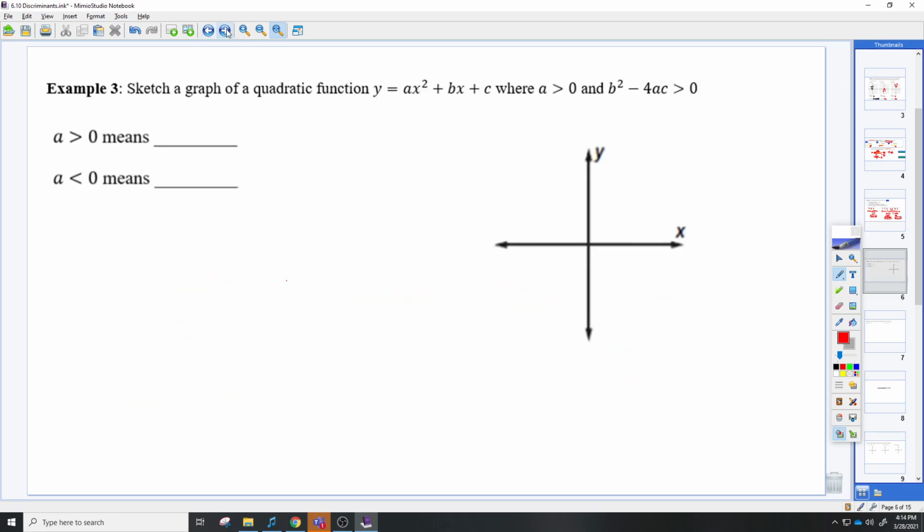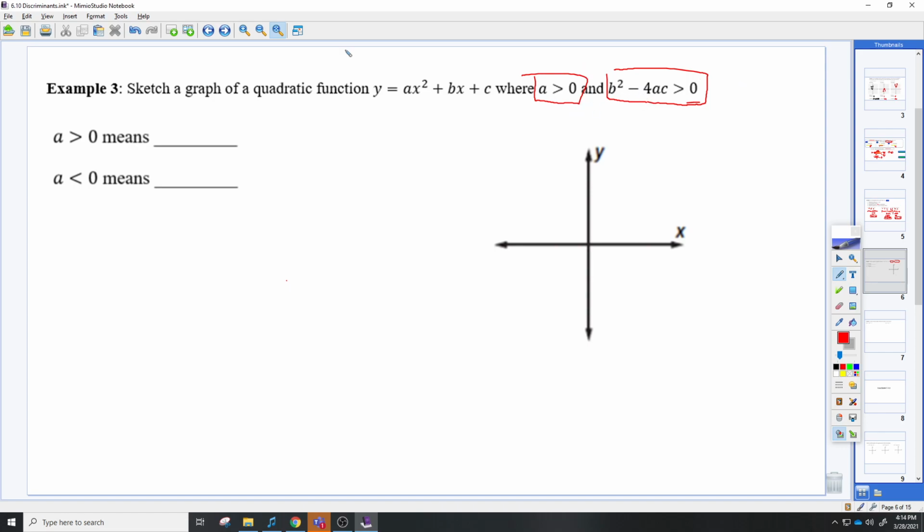Example 3. Sketch a graph of the quadratic function where y equals ax squared plus bx plus c. And so we don't have any numbers here, but we can determine kind of what the graph might look like. So we have two different things they're going to tell us. A is greater than 0, which we'll talk about what that means in a second down here. And the other thing we have is b squared minus 4ac, the discriminant, is also greater than 0.